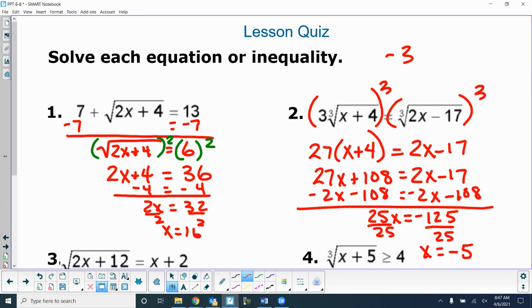And 2 times negative 5 is negative 10. Minus 17 is a negative 27. And the cube root of negative 27 is also negative 3. So it worked. Okay. Questions? Those of you that weren't here, making sense? Okay, 3.